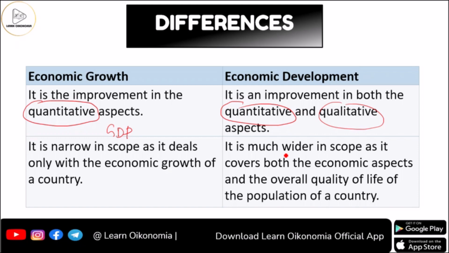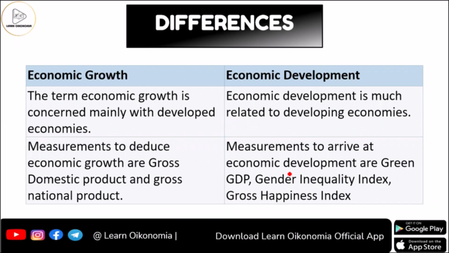Now, moving to economic growth, it has a narrow scope because it deals only with the economic growth of the nation. It is just concerned about the GDP of the nation. But moving to economic development, the scope is a bit wider. It will cover both economic aspects as well as several other social and political aspects. So the overall quality of life of people would be considered in economic development. Economic growth is mainly concerned with developed economies, whereas economic development is related to developing economies.